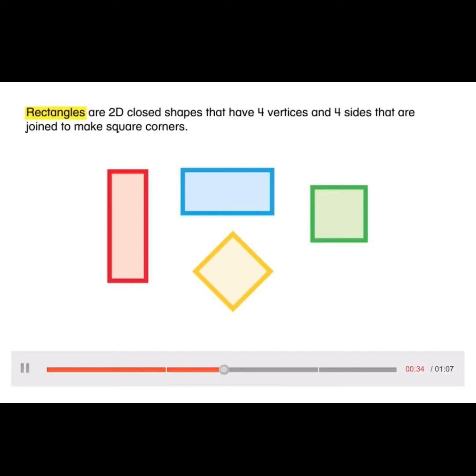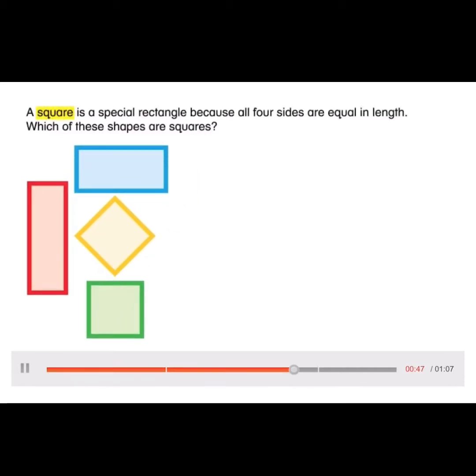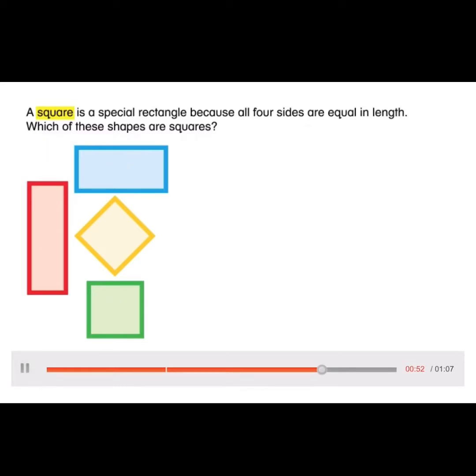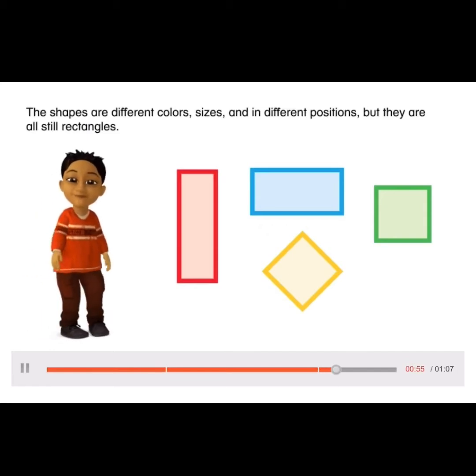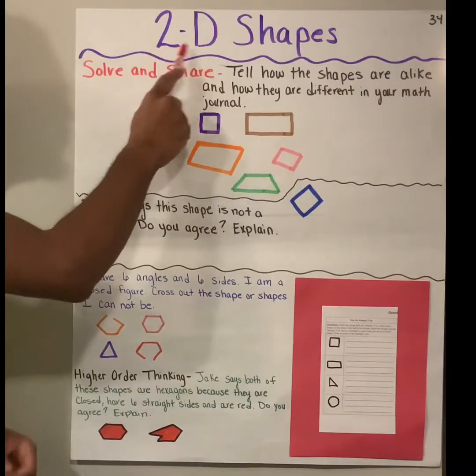Rectangles are 2-dimensional closed shapes that have 4 vertices and 4 sides that are joined to make square corners. These shapes are rectangles. A square is a special rectangle because all 4 sides are equal in length. Which of these shapes are squares? The shapes are different colors, sizes, and in different positions, but they are all still rectangles. Shapes are not defined by color, overall size, or position. 2D shapes.